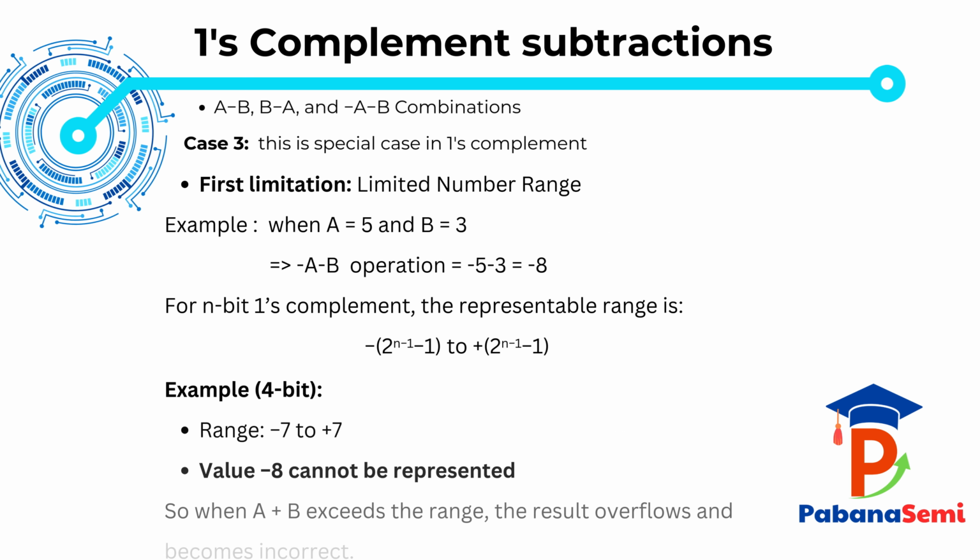In ones complement, an n-bit number can represent values only from minus 2^(n-1) plus 1 to plus 2^(n-1) minus 1. For example, with 4 bits, the range is negative 7 to plus 7. If a is 5 and b is 3, their sum becomes 8, and since 8 is beyond the negative 7 to plus 7 range, ones complement fails to represent the correct value.